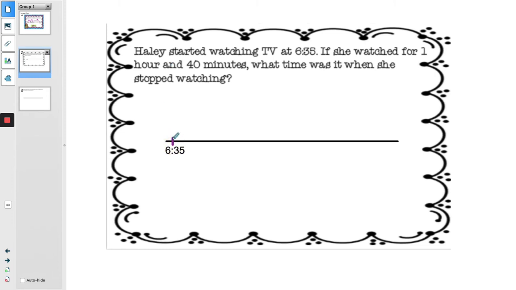I have what my hops are going to be made of. I know it's 1 hour and 40 minutes. I can add an hour. I'm just going to change my 6. So 1 hour gets me to 7:35. My minutes don't change because I'm only hopping with an hour. Now I'm going to go 10 minutes. I'm just going to put an M, it's a little bit easier. So if I add 10 minutes, it's now going to be 7:45.